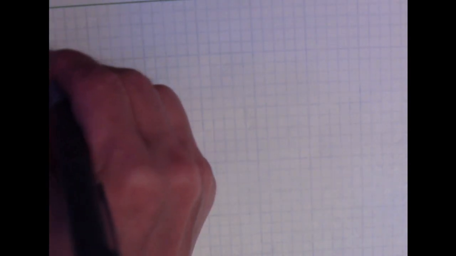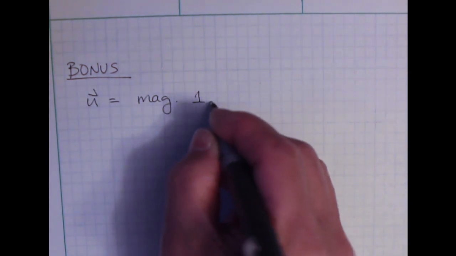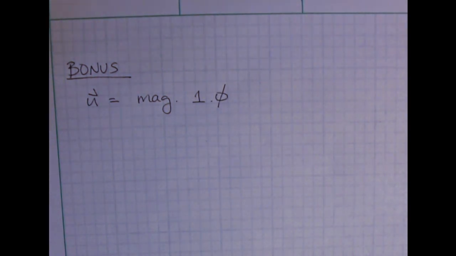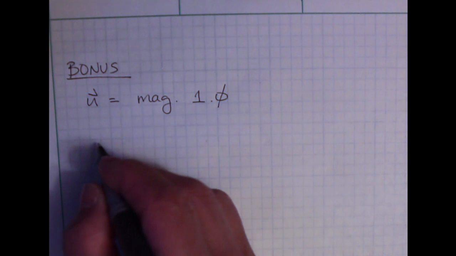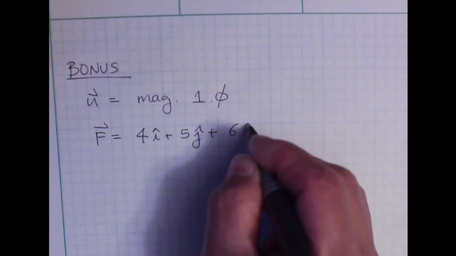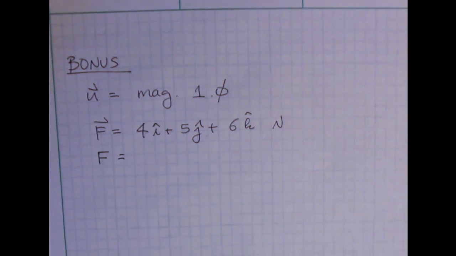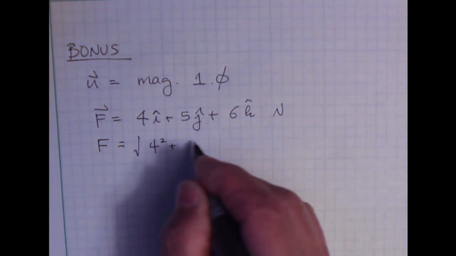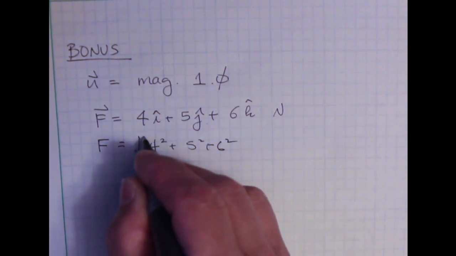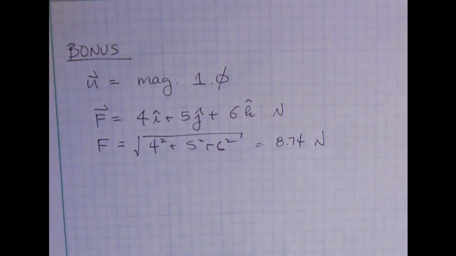Hey students, this is a bonus lecture. We talk about this unit vector, and we say that the magnitude is 1. So let's see if that's the case. Let's say I'm given a force vector where the components are 4i plus 5j plus 6k newtons. I can take the magnitude of that because I would be needing it. That would be the square root of 4 squared plus 5 squared plus 6 squared, and that would come out to be 8.74 newtons.